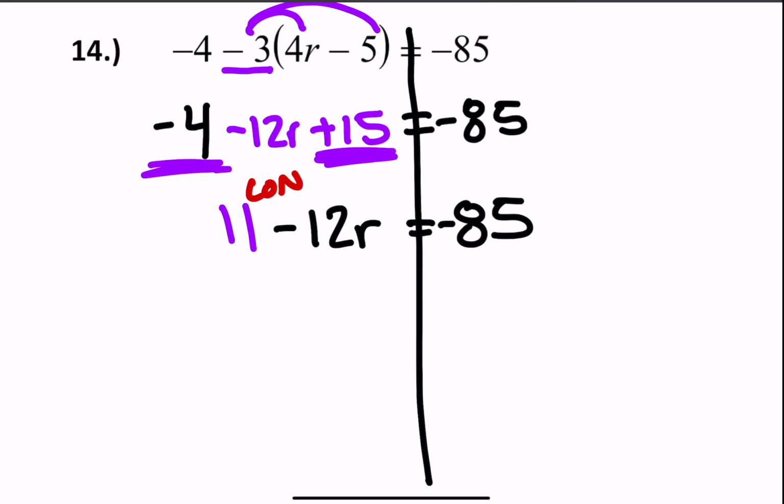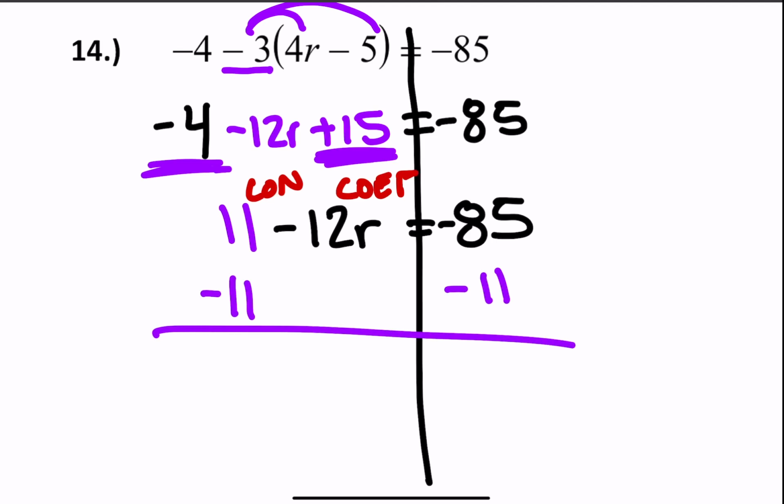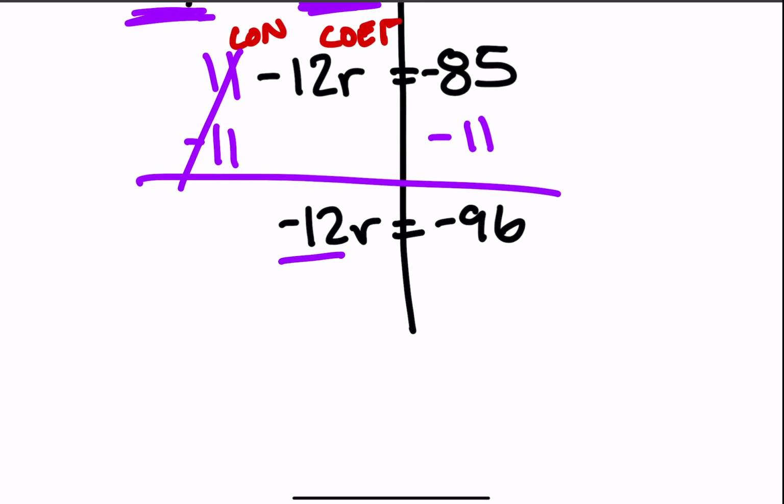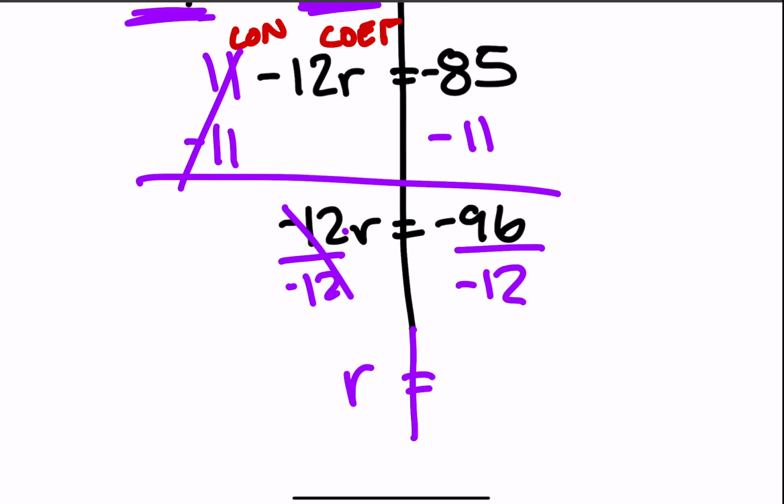This is my constant, this is my coefficient. So I subtract this 11 on both sides. This leaves us with negative 12r equals negative 96. Then I divide that negative 12 on both sides because it's secretly being multiplied to that r. And we are left with r equals a positive 8.